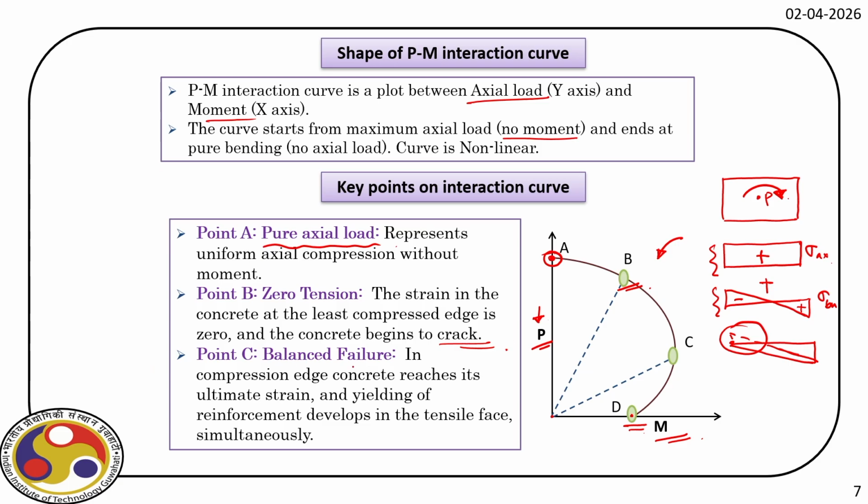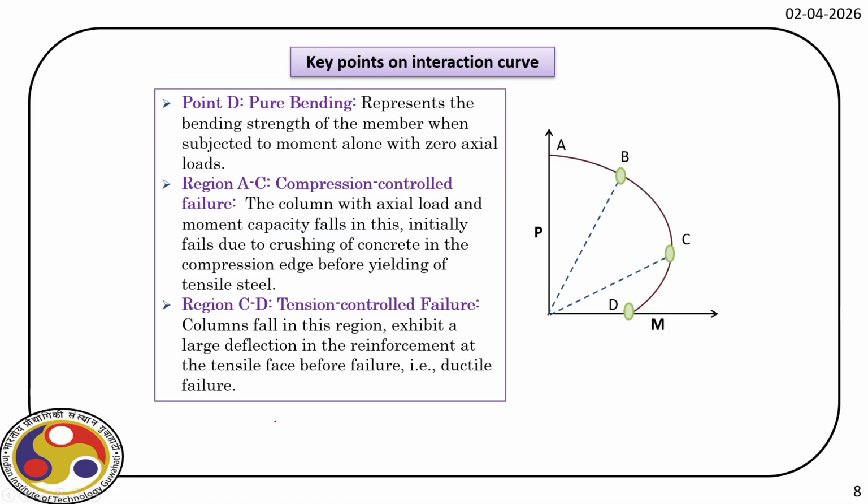Point C is a balanced failure. The compression edge of concrete reaches its ultimate strain and yielding of reinforcement develops in the tensile face simultaneously. So that is a balanced failure. Then point D, which is the representative of pure bending, represents the bending strength of the member when subjected to the moment alone with zero axial load. So it is here.